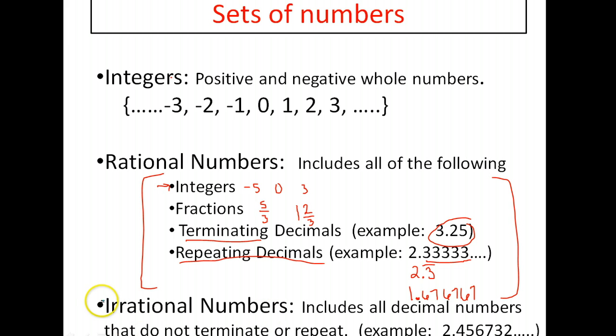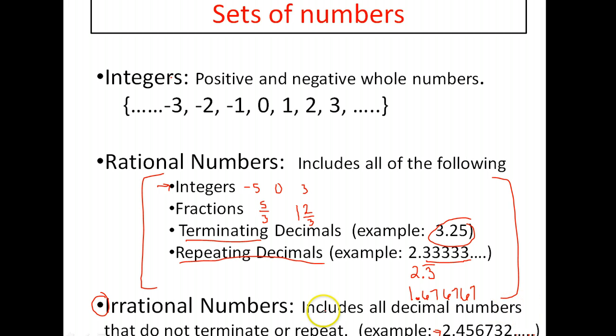Irrational numbers are our final type. Now, irrational numbers are all decimals that do not terminate or repeat. So, for example, if you were to get from your calculator 2.456732, notice nothing's repeating there. They're all random numbers. And the dots indicate that it continues to go in your calculator.